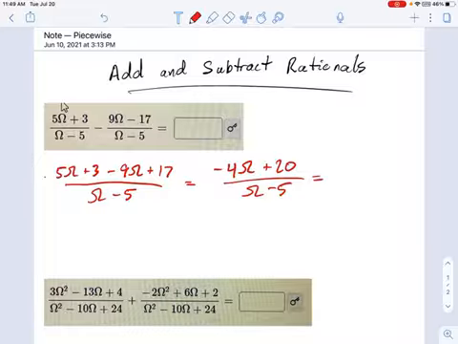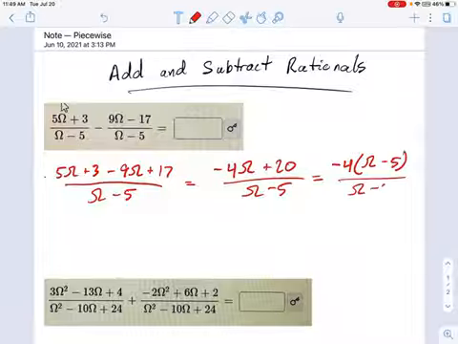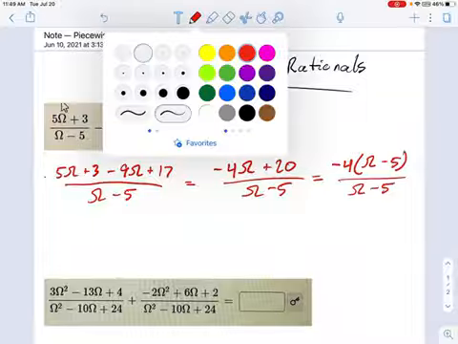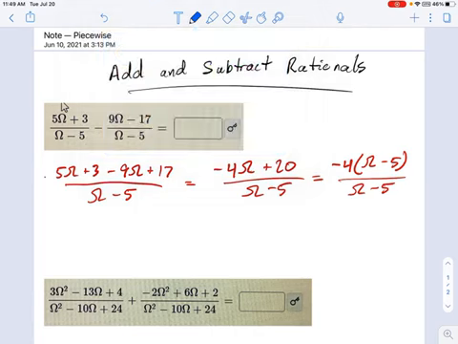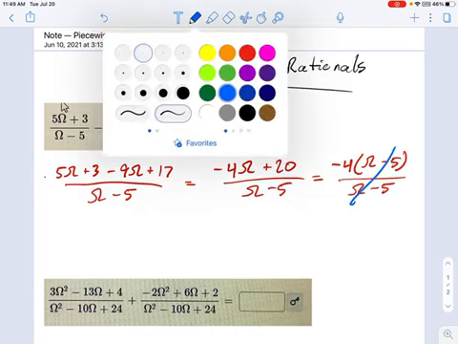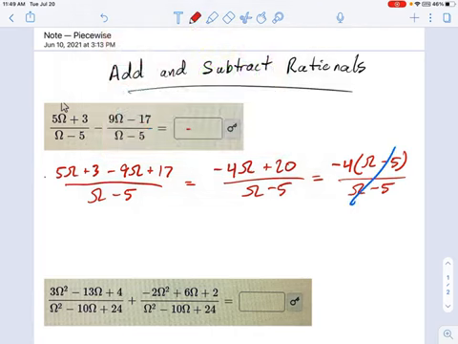And now you need to simplify it. Always look for a way to factor once you're done adding and subtracting. And I see that there is a negative 4 I can pull out of this. Okay, and what's left behind is omega minus 5 on the inside of the parentheses. Well, look at that. It cancels out with the omega minus 5 below it. Okay, and your final answer is just negative 4.